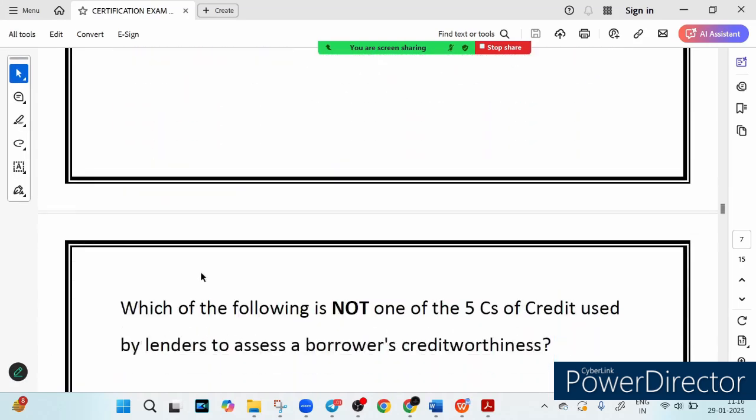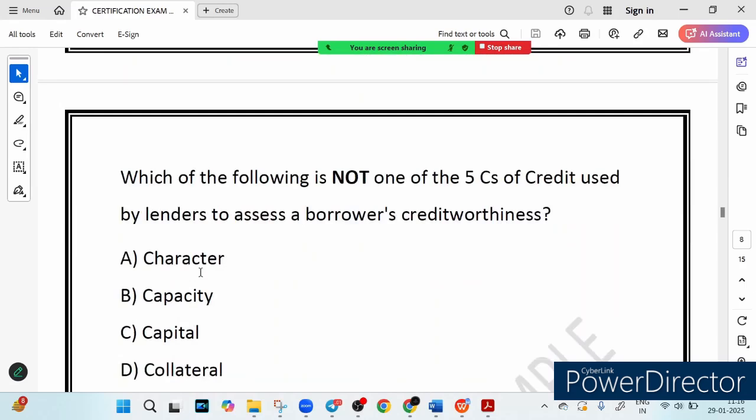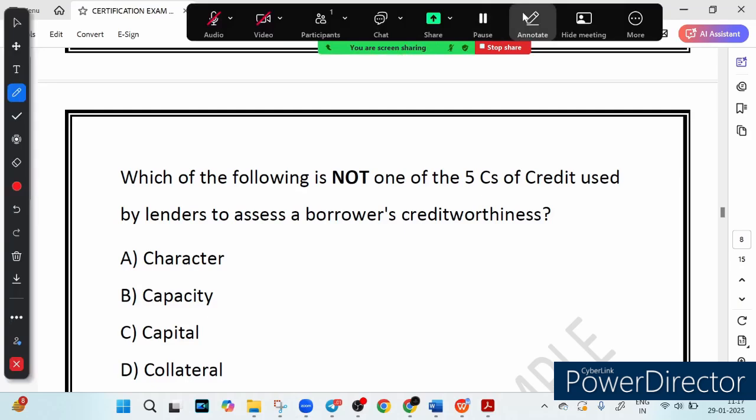It is based on: which of the following is not one of the 5 C's of credit used by lenders to assess a borrower's creditworthiness. See here the word "not", right? So the first option says character. Character is one of the 5 C's of credit.